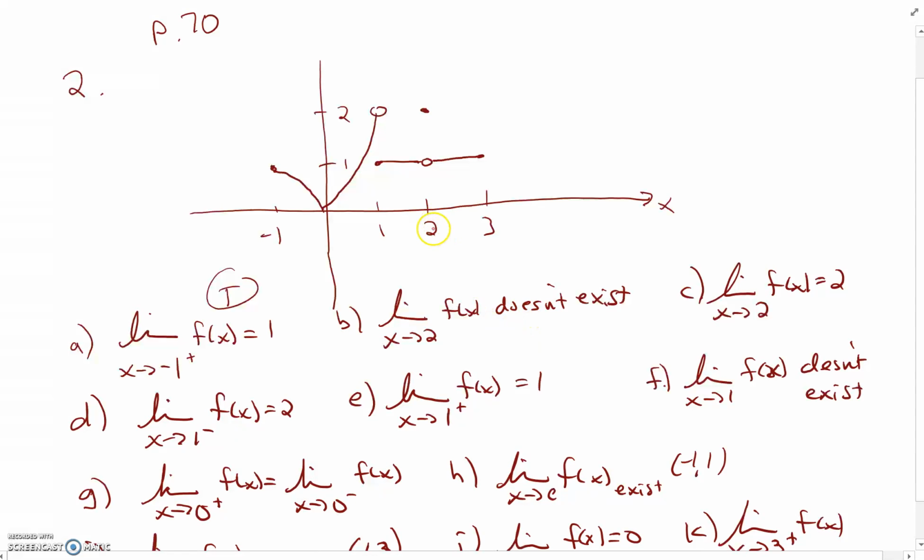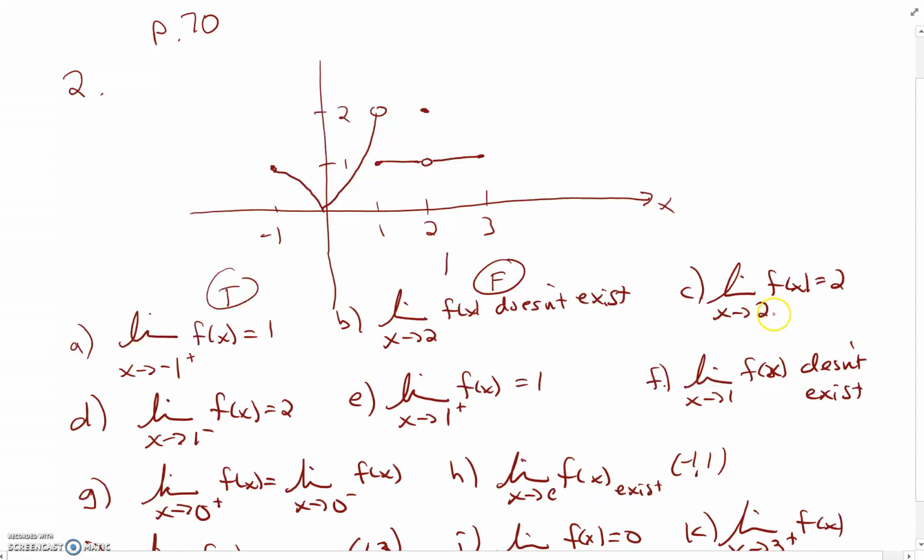Okay, let's approach 2. Approach 2 from the right side, approach 2 from the left side. The function is going to 1 on the right, it's going to 1 on the left. Now remember, limits we don't care about at 2. Right at 2 doesn't matter what you have. Actually, right at 2 you have 2. But limits only care about infinitely close to 2. And it's going to 1 on both sides. So this one's false. The correct answer should be 1. It's going to 1.